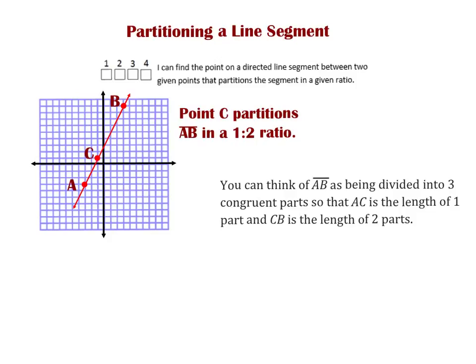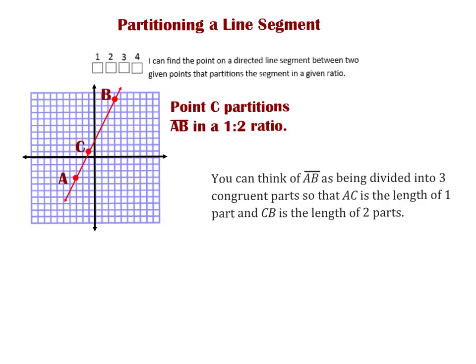Our objective here is to find the point on a directed line segment between two given points that partitions the segment in a given ratio. So on our graph here, we have segment AB, which is part of line AB, and it tells us over here that point C partitions segment AB in a 1:2 ratio. The word partition means to separate or to divide.